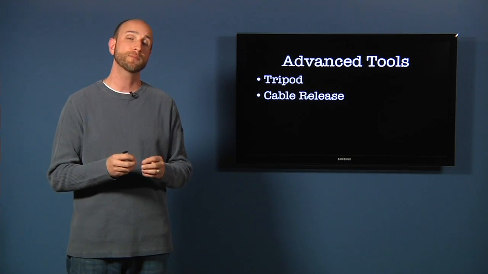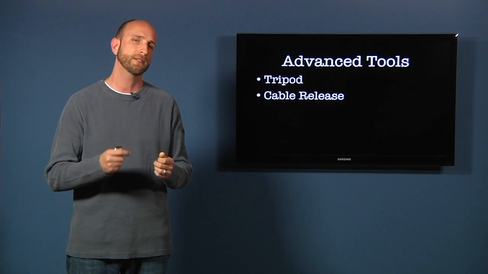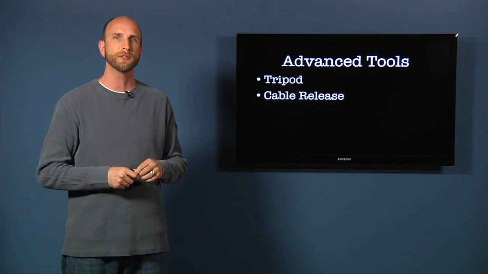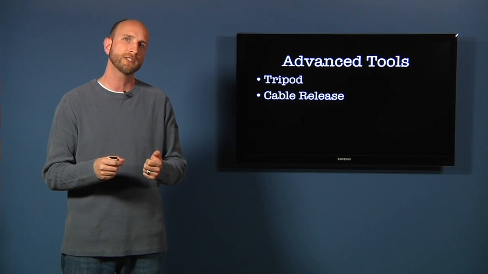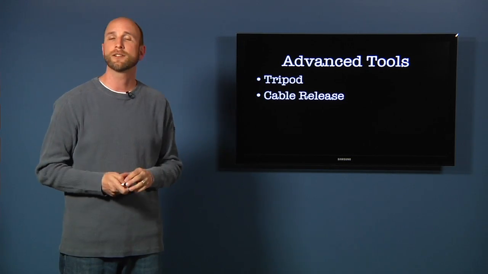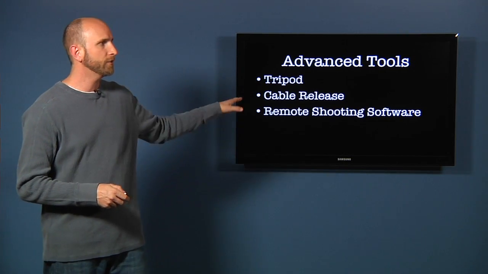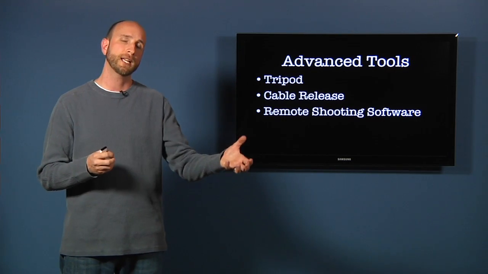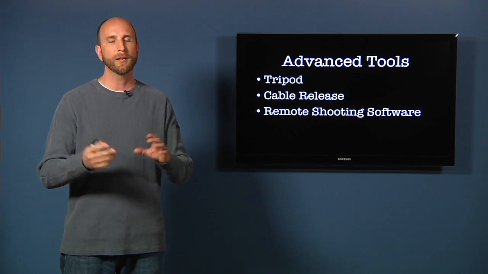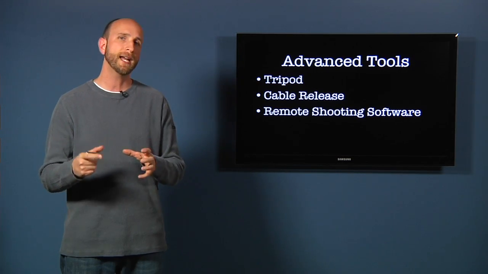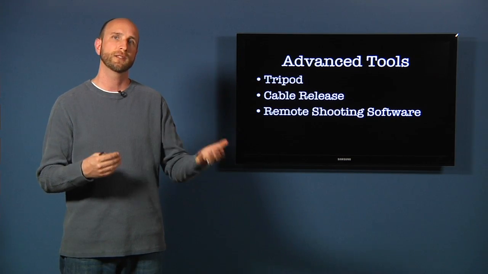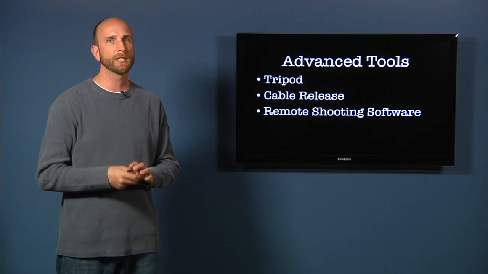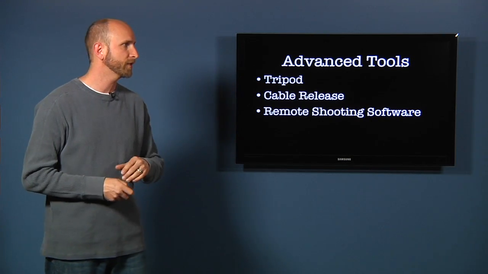Now, a cable release that's programmable is going to allow you to tell your camera to take pictures at certain intervals, and if you're just doing stop action, it's going to make sure that you don't shake your camera. Or you can use some remote shooting software, and this is software that allows you to control your camera from your computer. Most brands come pre-packaged with a disc that has some kind of remote shooting software. So that's really nice that you can get this for free in most cases.